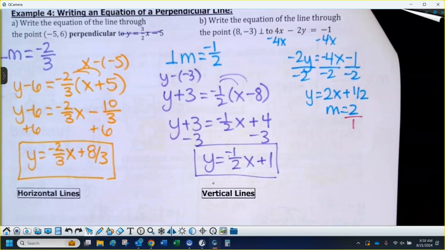Could perpendicular lines have the same y-intercept? They can. The only thing that's required for perpendicular is they have opposite reciprocal slopes. It is possible they'd have the same y-intercept. That's only an issue if you have parallel lines.